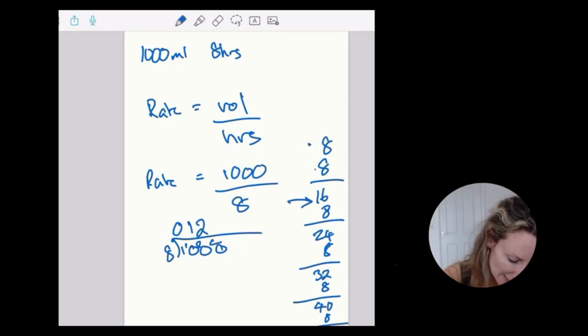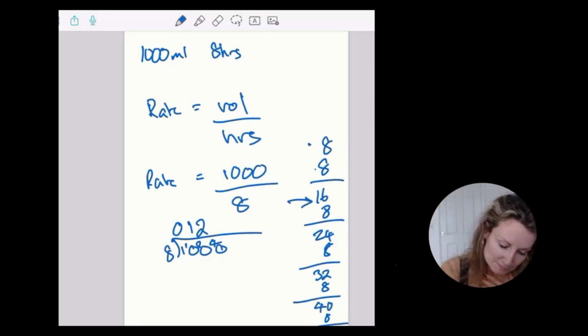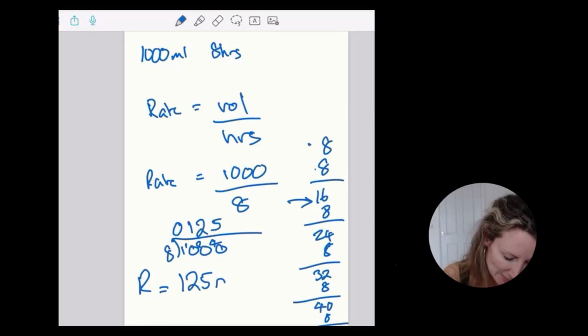Very good. Now we've got 8 into 40, so we've actually got 40. How many times does 8 fit into 40? 1, 2, 3, 4, 5. Absolutely. Oh, that's pretty easy then, isn't it? 1, 2, 5. Yeah. So now you know that the answer, your rate, R equals 125, and that is mils per hour, because you've done the volume, which is mils, divided by the hour.